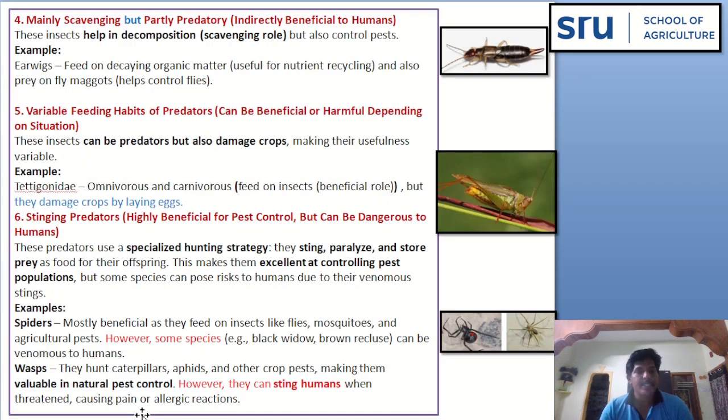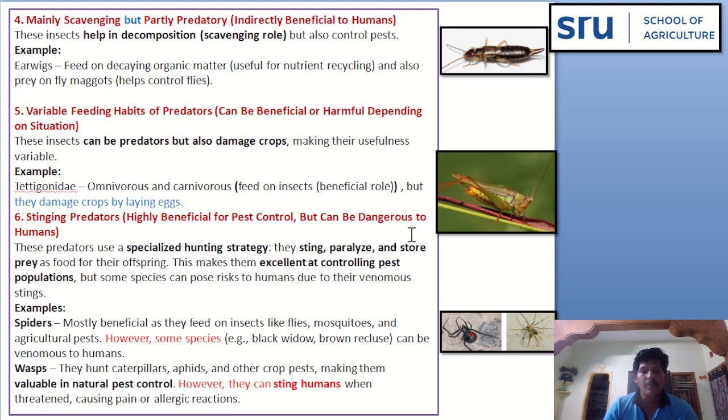Next, mainly scavenging but partly predatory. These predators are indirectly beneficial to humans. See, for example, earwigs. These earwigs feed on decaying organic matter and help in nutrient recycling. That is the benefit. And also, they prey on fly maggots and manage them. In that way, these are indirectly beneficial to humans.